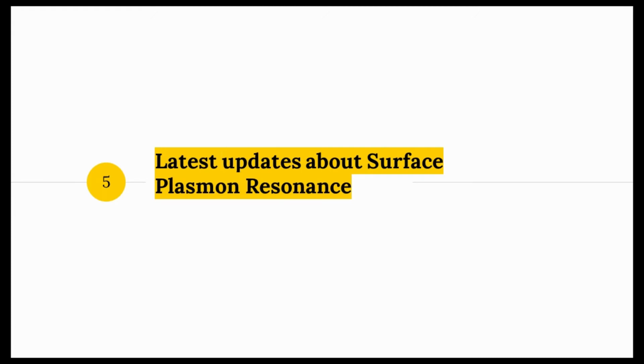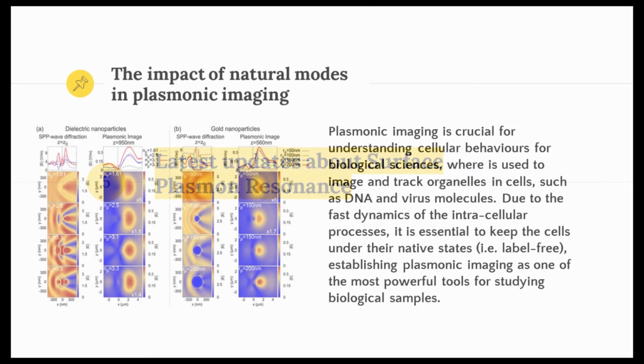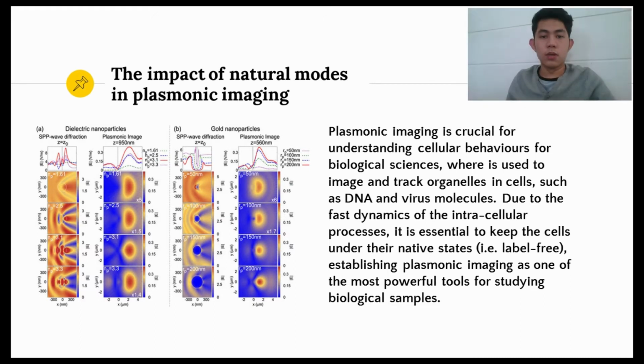Latest updates about surface plasmon resonance. The latest updates about surface plasmon resonance is its use in the impact of natural modes in plasmonic imaging. Plasmonic imaging is crucial for understanding cellular behaviors in biological sciences, where it is used to image and track organelles in cells, such as DNA and viruses. Due to the fast dynamics of intracellular processes, it is essential to keep the cells under their native states, establishing plasmonic imaging as one of the most powerful tools for studying biological samples.